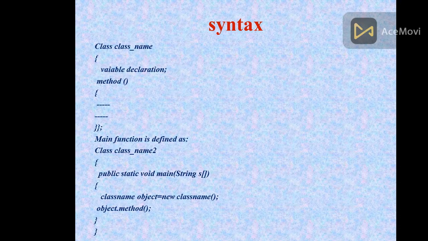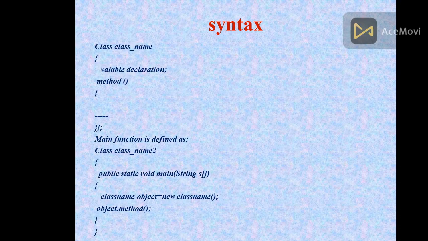This is the basic syntax for creating a class. We can create as many classes as we want for the program. If you compile this program, there will be separate class files for each class. For example, if you compile this whole program, it will create a separate file for class_name and a separate file for class_name2.